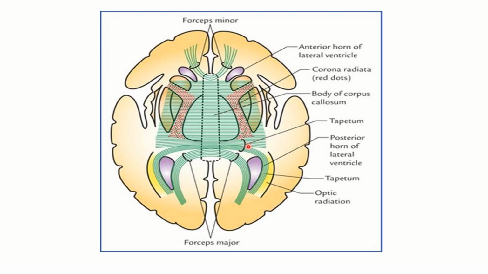So this forms the tapetum, which forms the roof and lateral wall of the posterior horn and the lateral wall of the inferior horn of the lateral ventricles. And you can also see the fibers passing through the splenium connecting the occipital lobes. They form forceps major, and they form the bulb of the posterior horn of the lateral ventricle on the medial wall of the posterior horn.